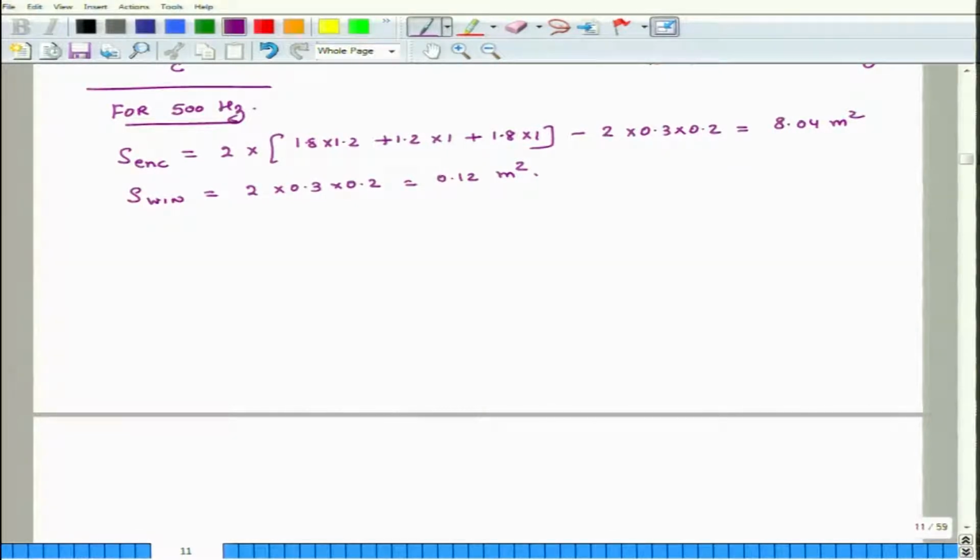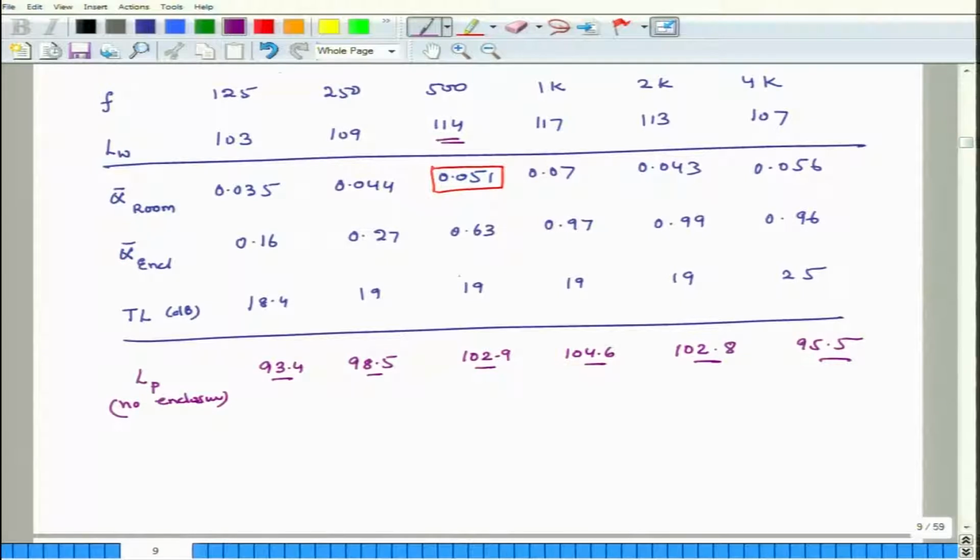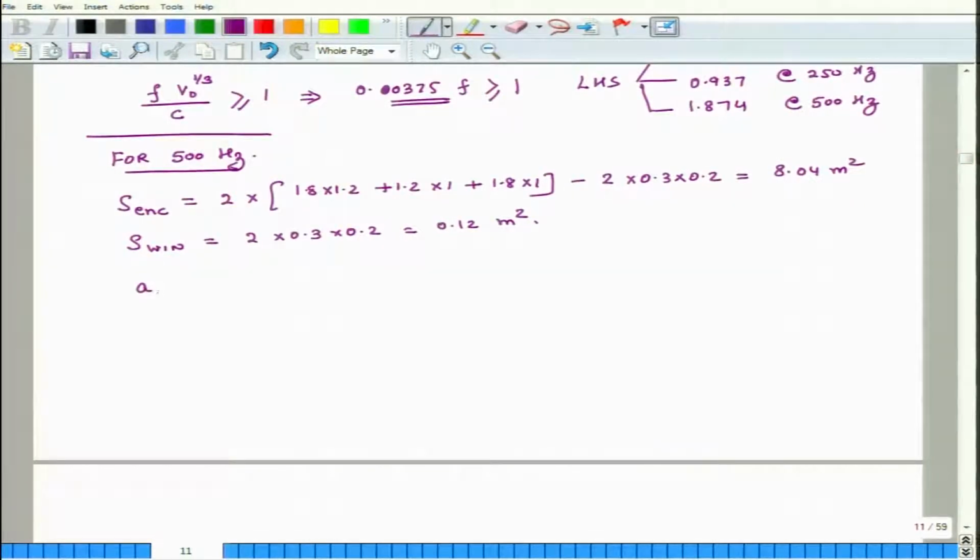Okay. Next, we find out the transmission coefficient for the enclosure. Now, the transmission loss we know for different frequency bands. At 500 hertz it is 19 decibels. So, tau at 500 hertz is 10 to the power of minus transmission loss divided by 10, and that is equal to 10 to the power of minus 1.9, which is 0.01259. This is for the enclosure.